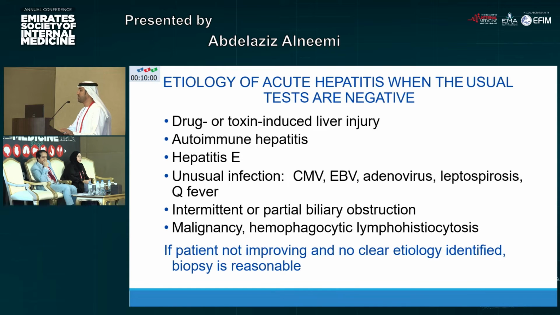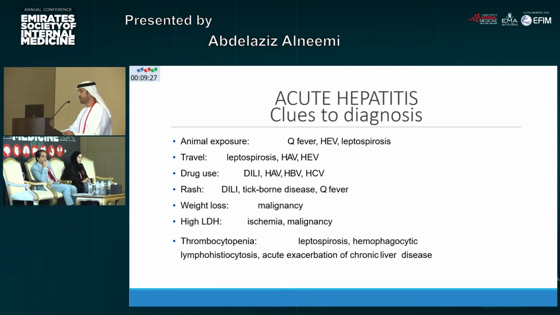Etiology of acute hepatitis when the usual tests are negative. So you've done all the tests and you're not sure what's going on. What should you look for? You should look for drug or toxin-induced liver injury, autoimmune hepatitis, hepatitis E, unusual infections like CMV, EBV, adenovirus, Q fever, intermittent or partial biliary obstruction, and malignancy. If the patient is not improving or no clear etiology is identified, biopsy in this case is reasonable.